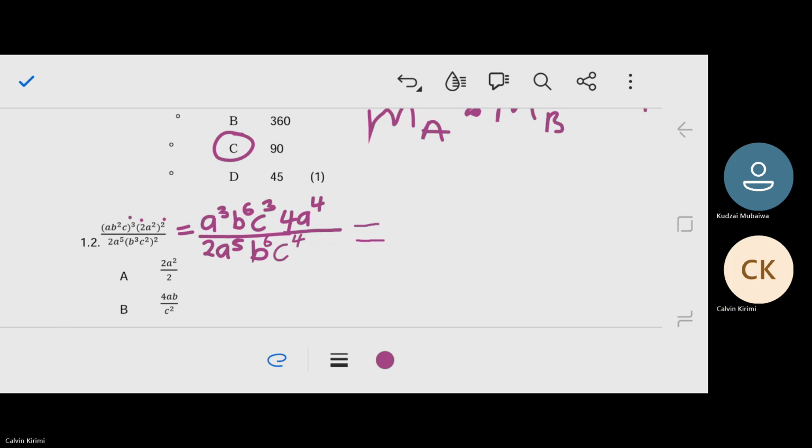So you check. That's where your multiplication and division comes in. Let's multiply the numerator in terms of A. Let's start with the constant, 4. A to the power 3 multiplied by A to the power 4, you get A to the power 7.